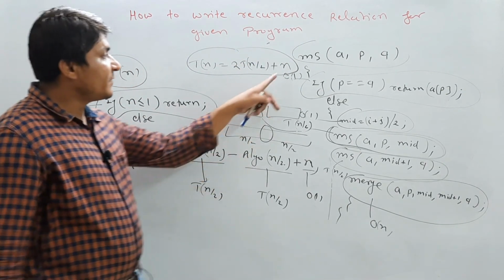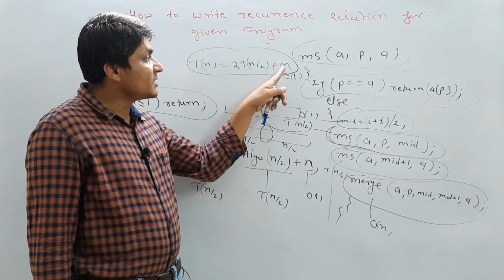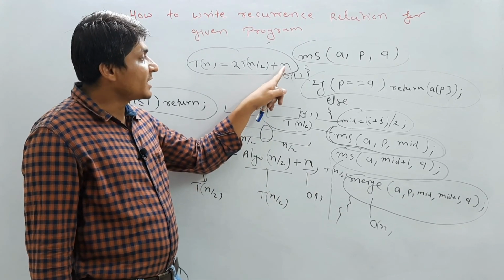Correct? So this is the difference between this. Here you are adding simply n, and this is not an addition, it is the time of the merge procedure.